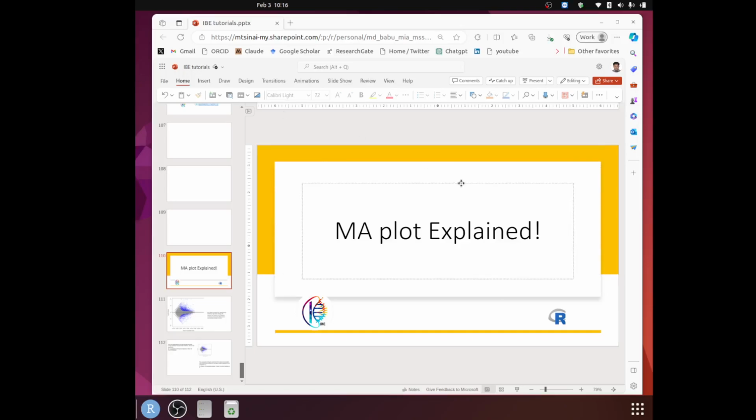Hey, so if you are doing bulk RNA-seq data analysis, you probably have faced this MA plot.